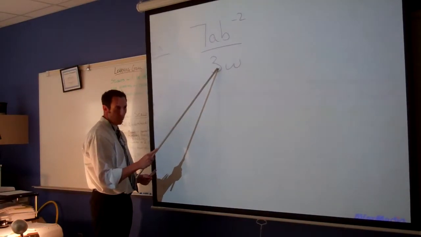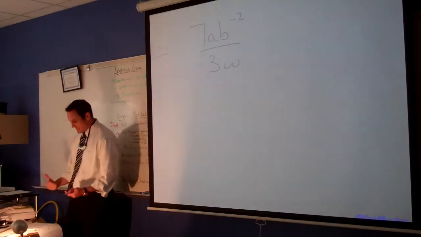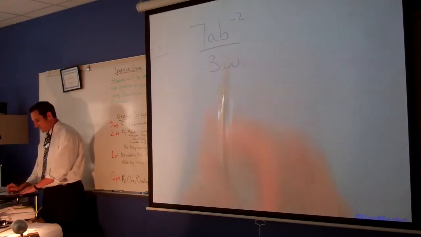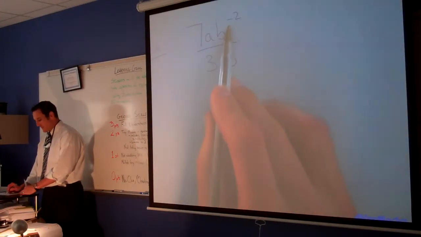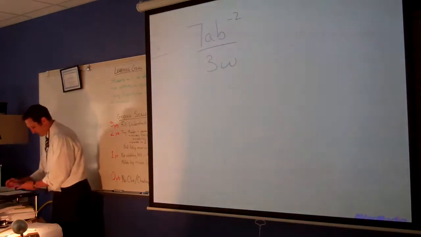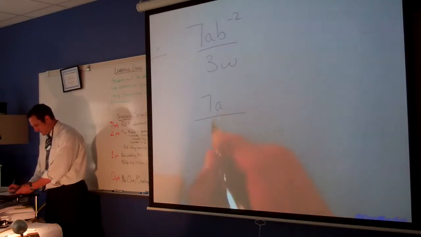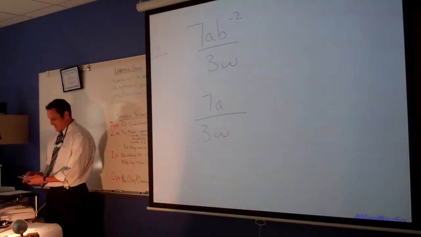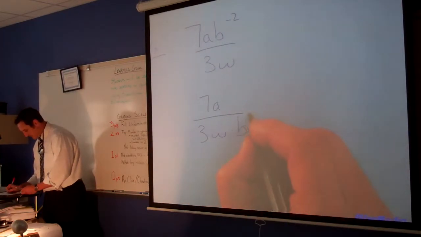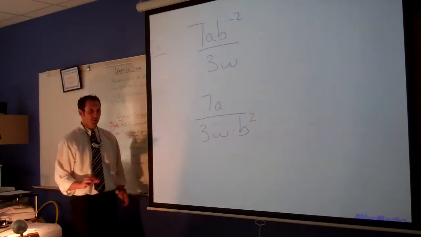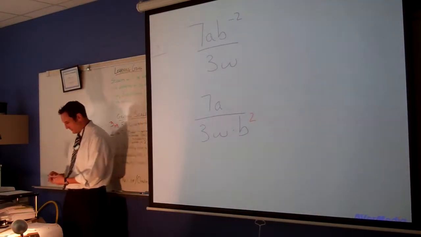The 3 is going to stay at the bottom, and the w is going to stay at the bottom. So the only thing that's moving is that term with a b. So this stays, this is going to move, this stays, and this stays. So the 7 stays, the a stays, the b is no longer there. The 3 stays, the w stays, but then the b is what's going to come down and then have a positive exponent of 2. So that's what's going to happen. Okay, so that's the law of negative exponents being used.